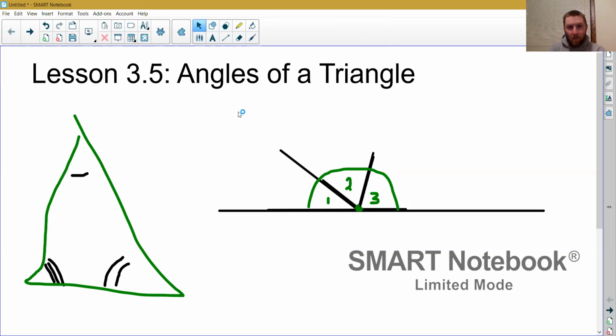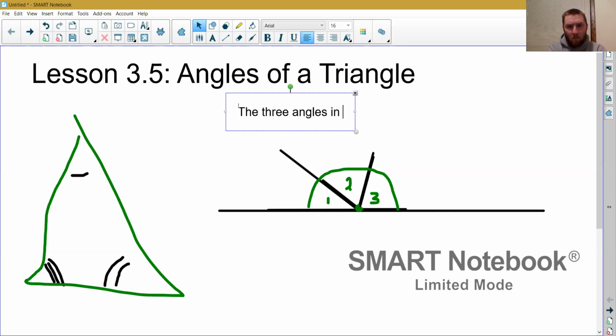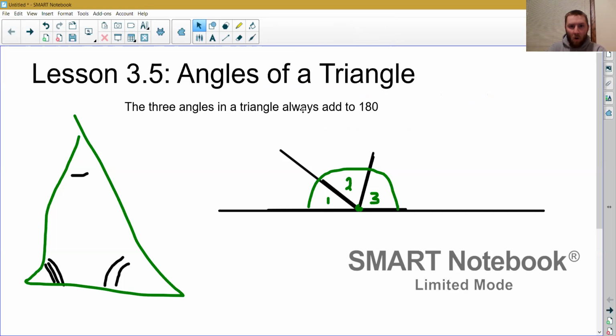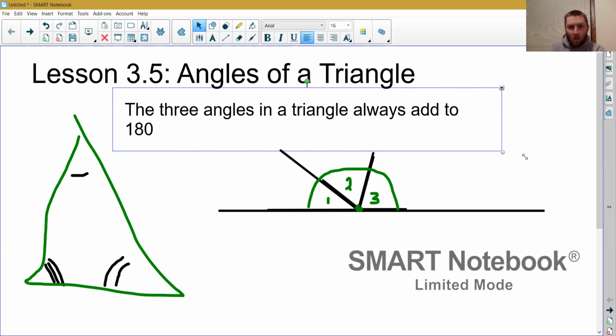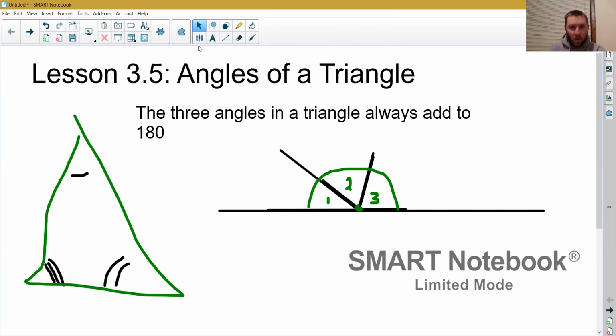And that's sort of the main point of this first part of lesson 3.5: the three angles in a triangle always add to 180 degrees, okay? They always add to 180 degrees all the time, every time, no matter what, okay? Always add to 180. I'll try to make a little degree symbol there, okay? Three angles in a triangle always add up to 180 degrees, okay?